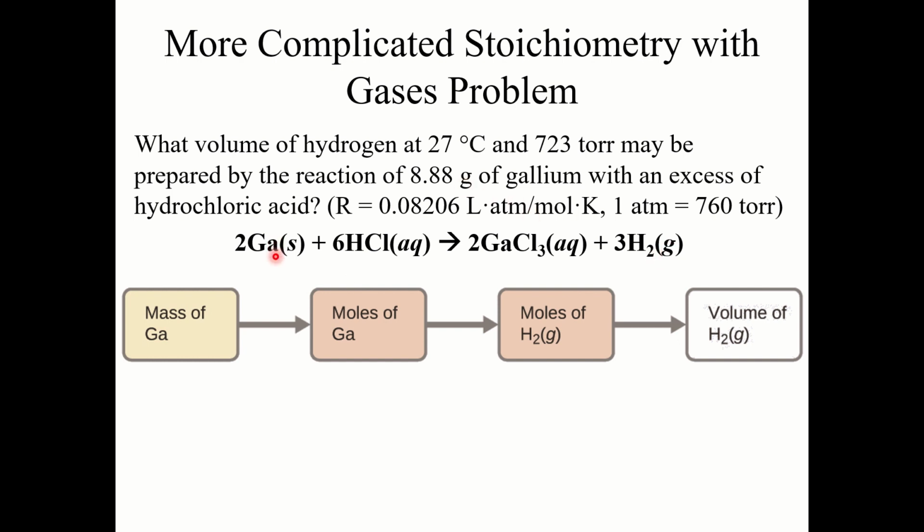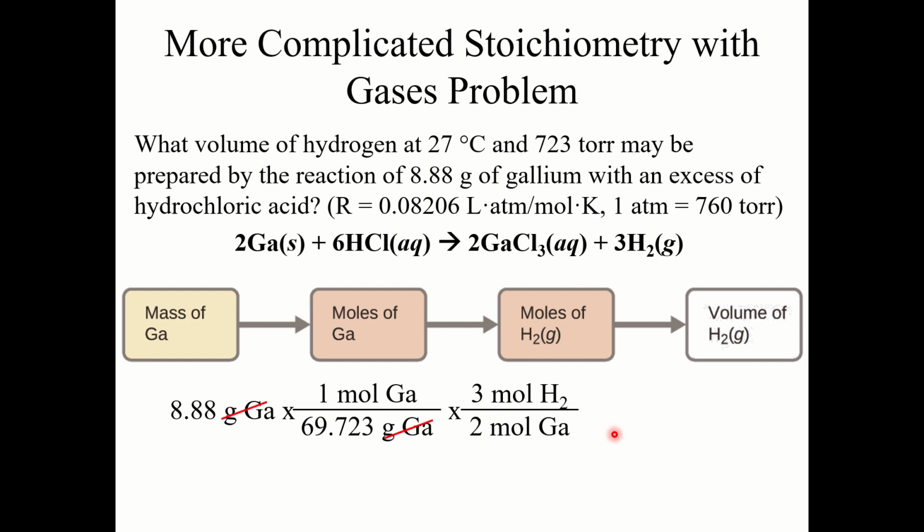So we've got 8.88 grams of gallium. What we need to do here is some stoichiometry. We need to convert from grams gallium to moles gallium, then from moles gallium to moles hydrogen gas, and then finally we will use the ideal gas law, using moles, temperature, pressure, and the ideal gas constant, to solve for volume hydrogen gas. So I'm going to convert from grams gallium to moles using the molar mass of gallium. Then I'm going to convert from moles gallium to moles hydrogen gas using the coefficients from the balanced chemical equation. And so I get 0.191 moles H2.